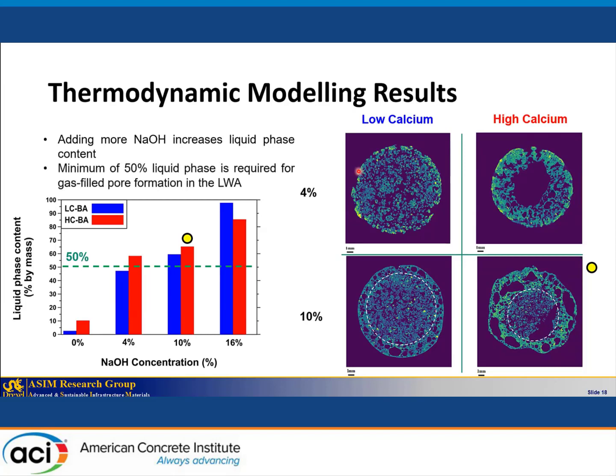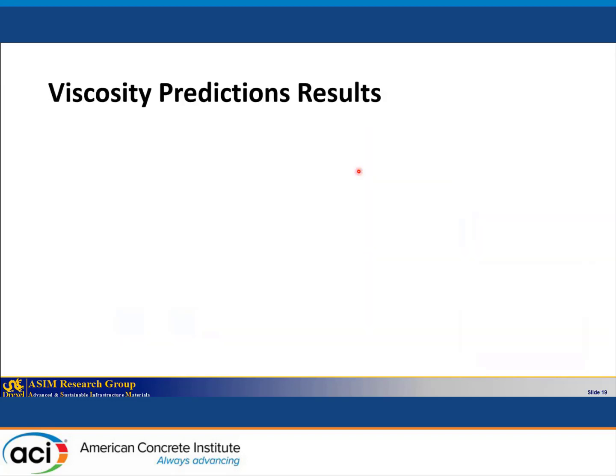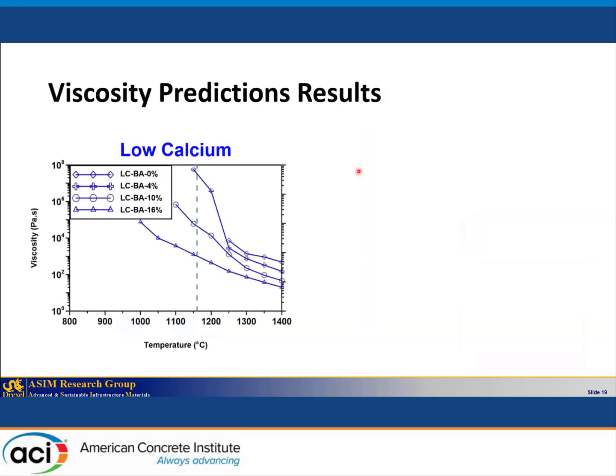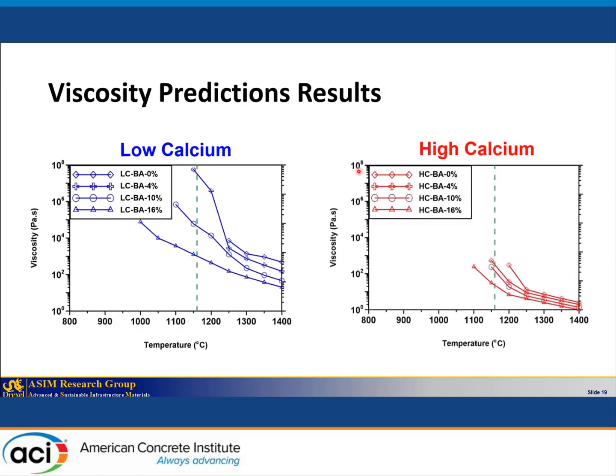That's why we suggest 50% as the minimum amount of liquid phase required for pore formation. We took a look at the viscosity of the lightweight aggregates. On the left-hand side, we have the low calcium predictions, and on the right-hand side, we have the results for high calcium. One observation was that as we increase the NaOH concentration, the viscosity of the solid-liquid phase decreased in the system. The reason was that NaOH acts as a fluxing agent, so we get more liquid phase, and we expect to reduce the viscosity.